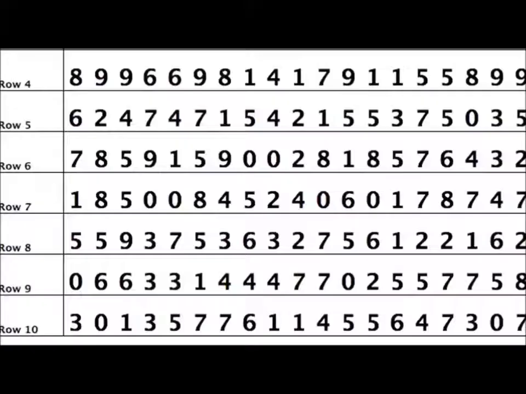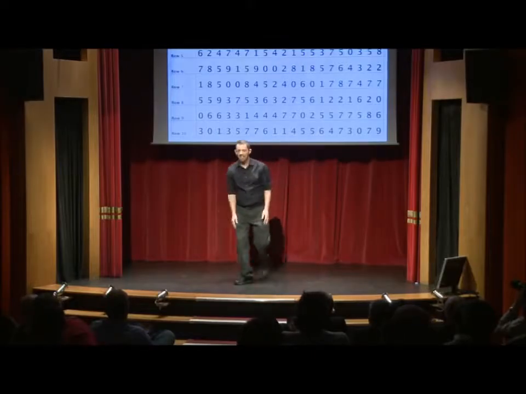We have 1, 8, 5, 0, 0, 8, 4, 5, 2, 4, 0, 6, 0, 1, 7, 8, 7, 4, 7, 7. So that works. I was going to do it backward, but that's too flash.